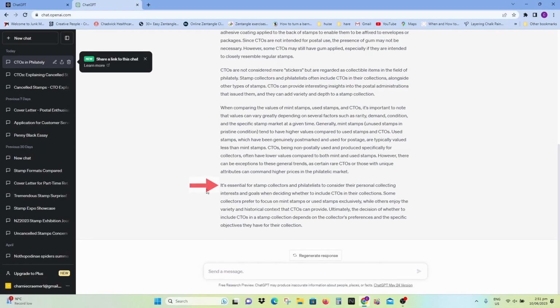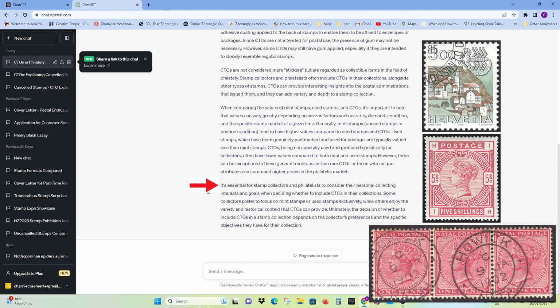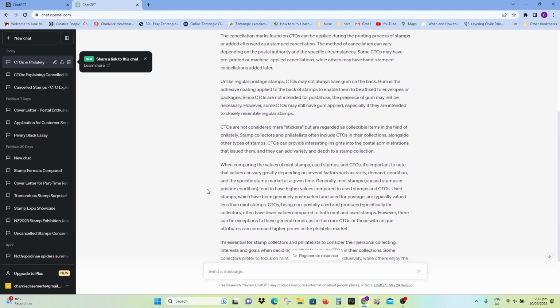It's essential for stamp collectors and philatelists to consider their personal collecting interests and goals when deciding whether to include CTOs in their collections. Some collectors prefer to focus on mint stamps or used stamps exclusively, while others enjoy the variety and historical context that CTOs can provide. Ultimately, the decision of whether to include CTOs in a stamp collection depends on the collector's preferences and the specific objectives they have for their collection. Okay.